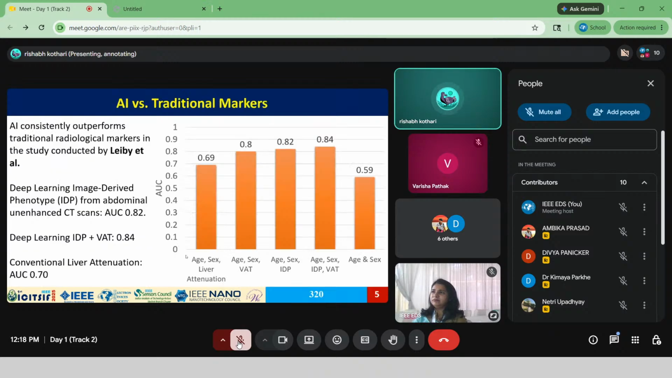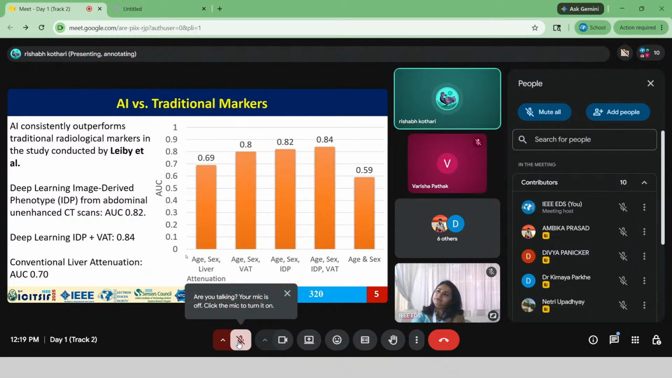Based on our textual analysis of the study conducted by Libby and the team, conventional liver attenuation yields an AUC of 0.70, while an unenhanced abdominal CT scan-based deep learning model utilizing image-derived phenotype achieved an AUC of 0.82. However, the optimal prediction was achieved by a combination of IDP and VAT, that is visceral adipose tissue, which reached an AUC of 0.84.